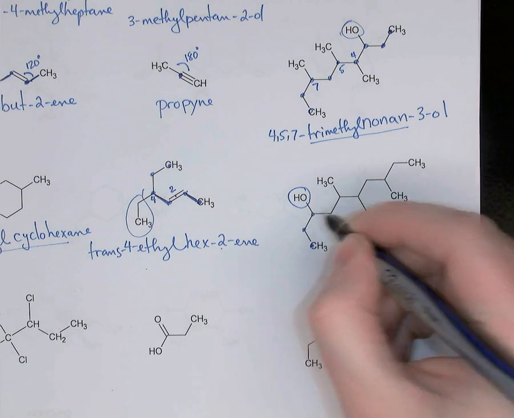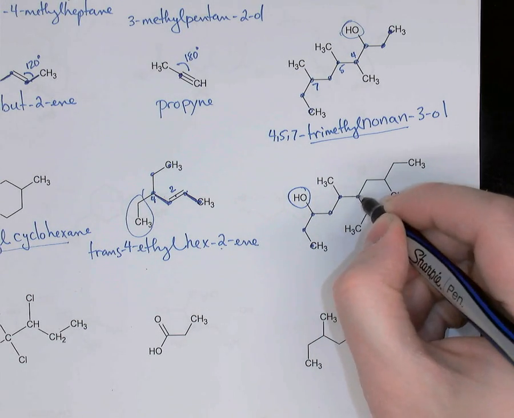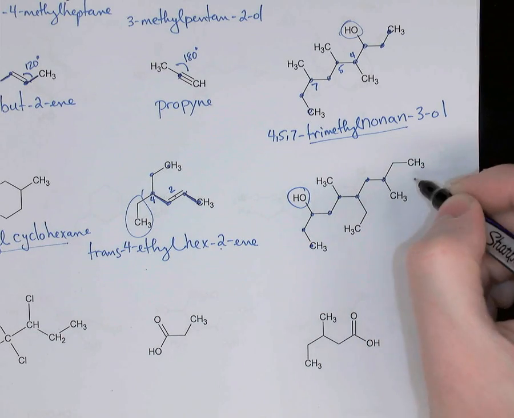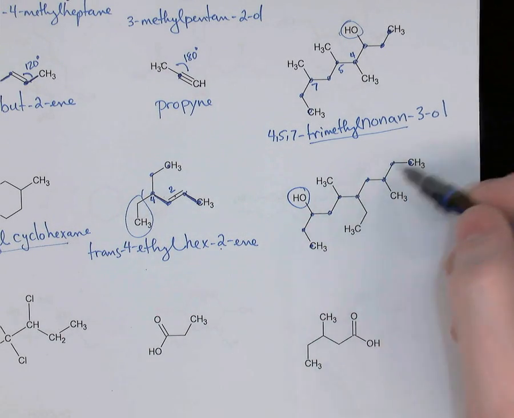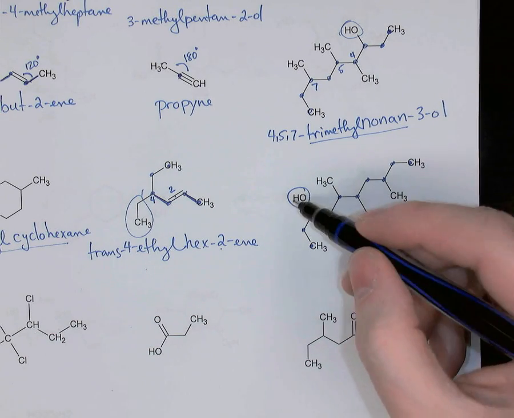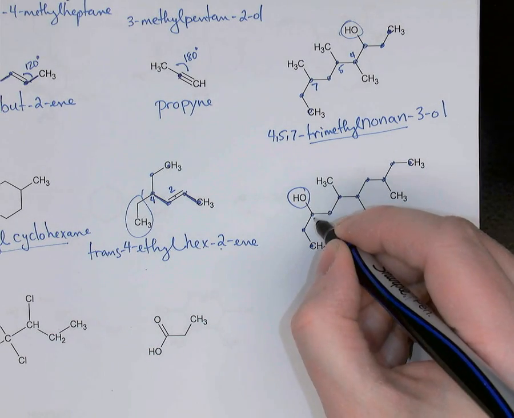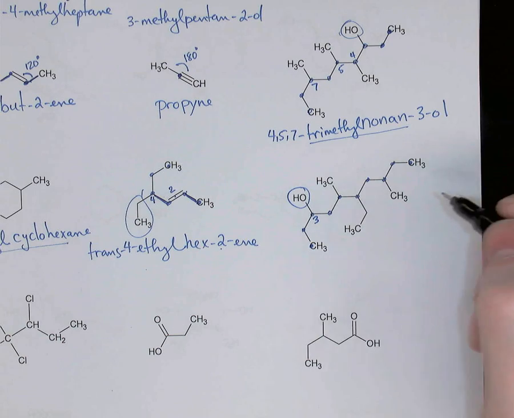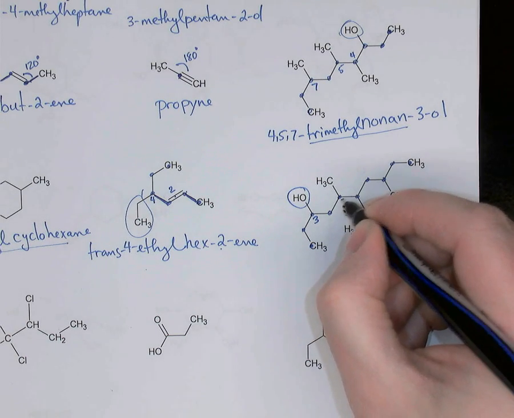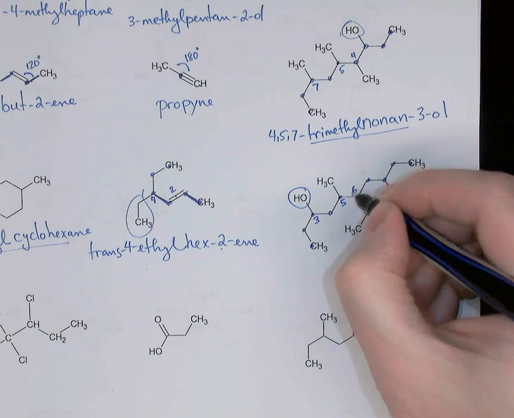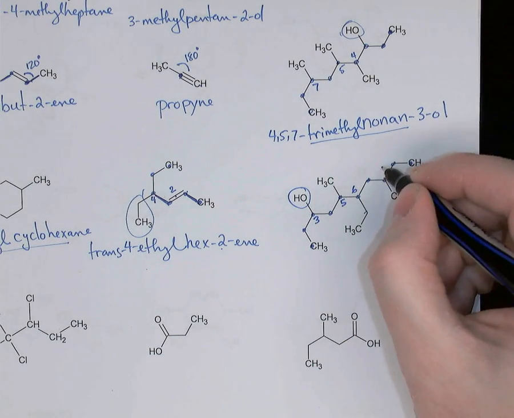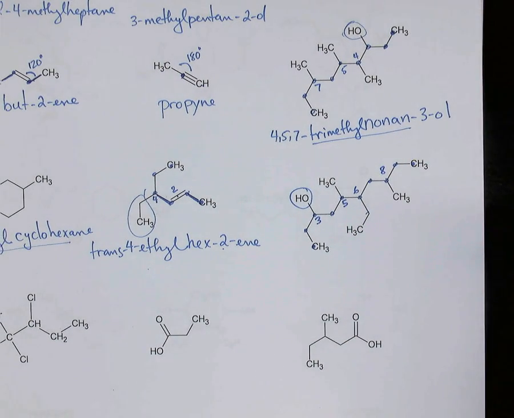1, 2, 3, 4, 5, 6, 7, 8, 9, 10. I'm going to start numbering the parent chain at the end closest to the functional group. So the alcohol is on carbon 3. There's a methyl branch on carbon 5. There's an ethyl branch on carbon 6. There's a methyl branch on carbon 8.